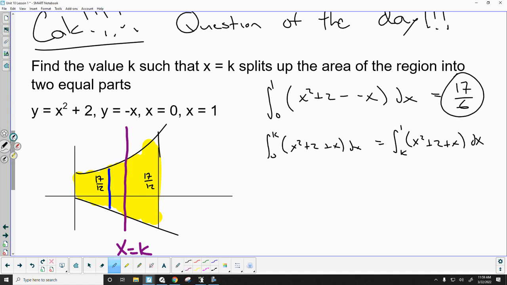So I actually prefer not to use this way. This is one way. Here's the preferred setup, which involves less work. 0 to k, we like using 0. It's a nice number to work with. Of top minus bottom equals one half my area. Great. But guys, that's just a setup. We need to solve for k.